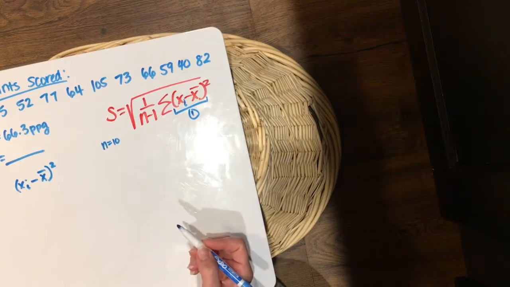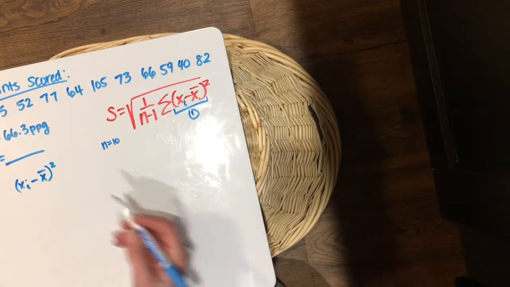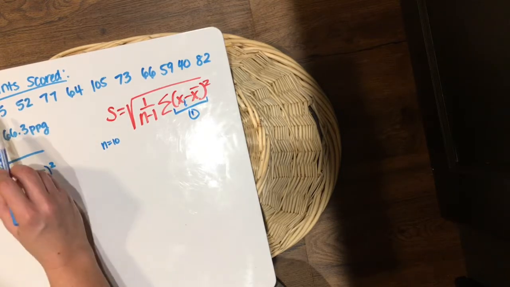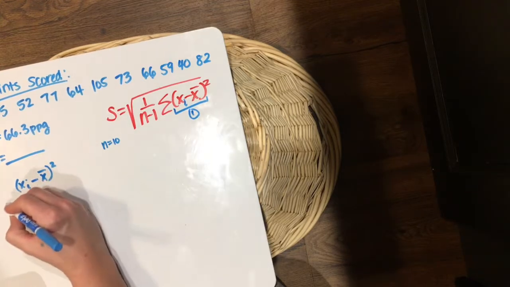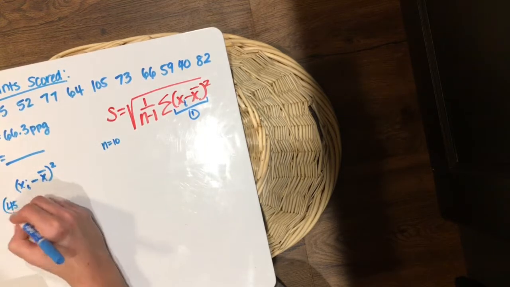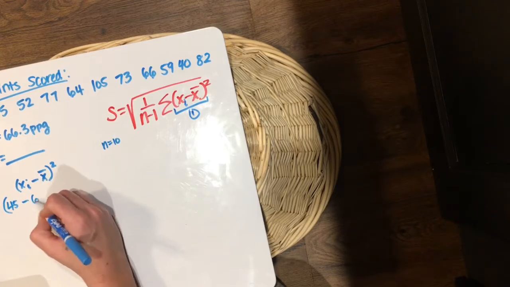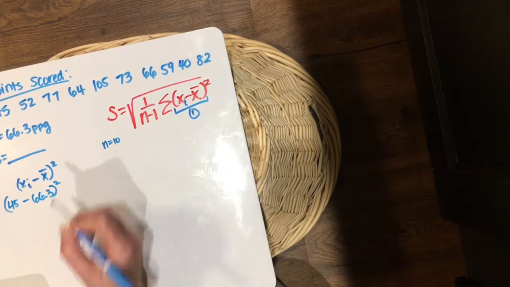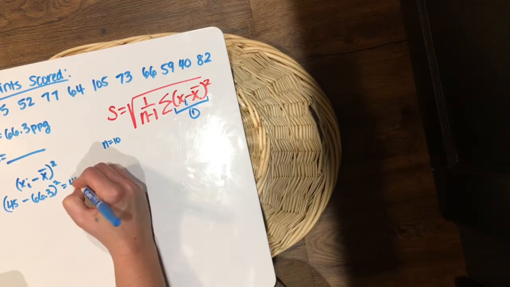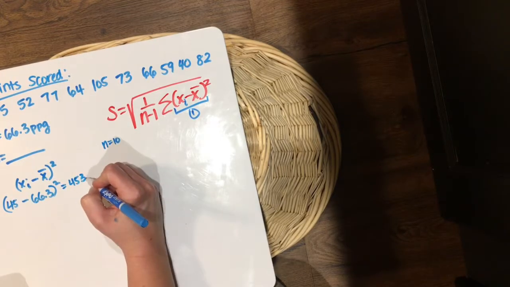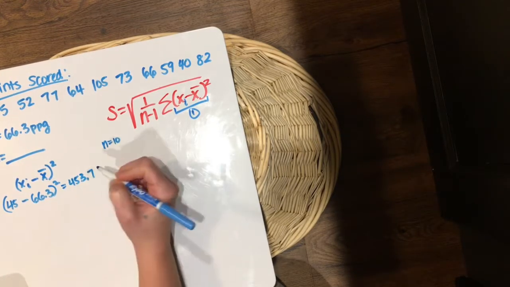I'm going to show my work for a couple, and then I'm going to push pause, okay? So our first x is 45. So in your calculator, type in 45 minus 66.3 and square it. And you get 453.69. I'll just round it to 453.7.